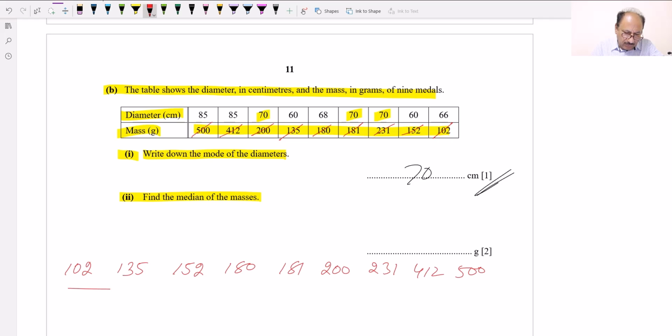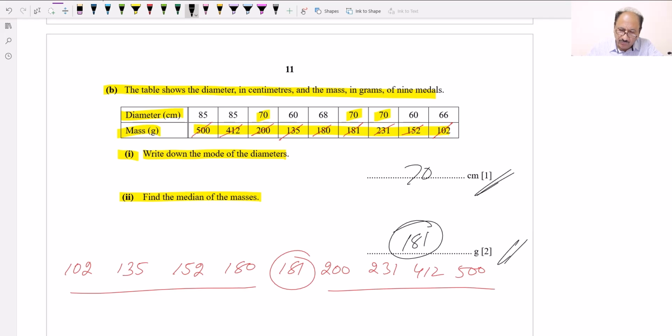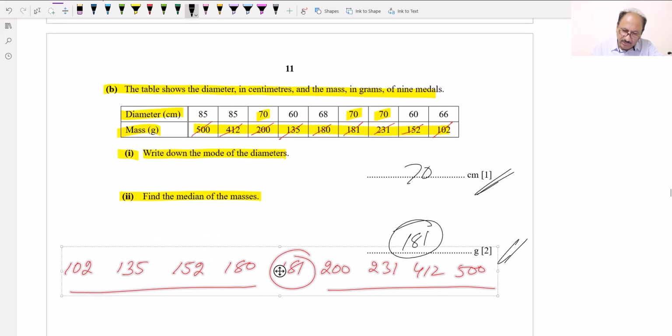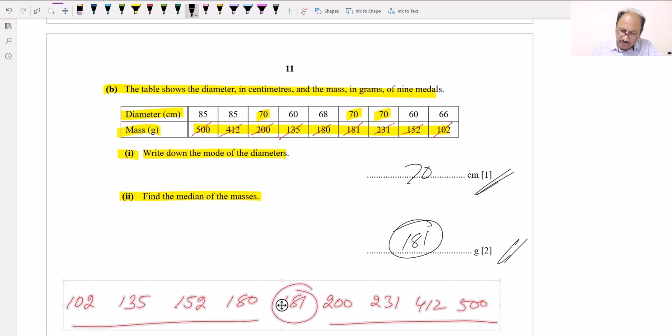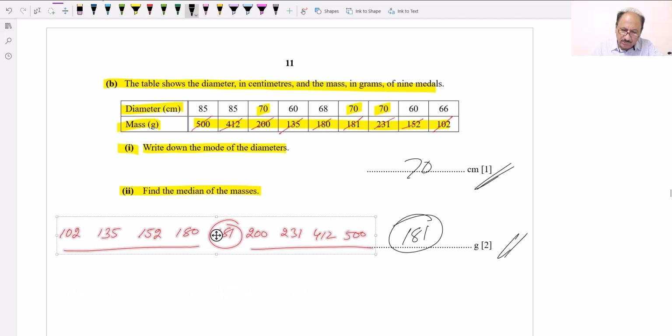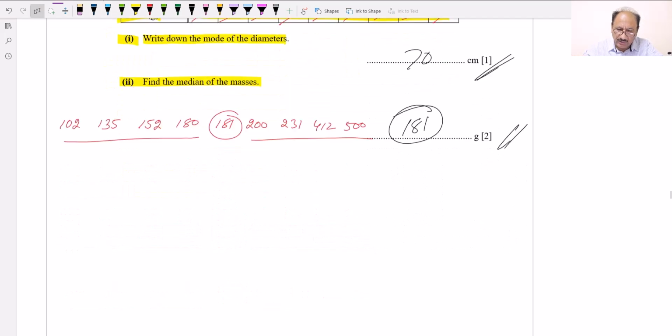Now if we check 1, 2, 3, 4, 5, 6, 7, 8, 9 total numbers, so the middle one will be the 5th: we leave 4 from this side, 4 from this side, and this will be the median, the middle number, and this will be 181. This will be our final answer for 2 marks. Hopefully you understood this. I will move this a little down so that it does not mix up. So this is done.